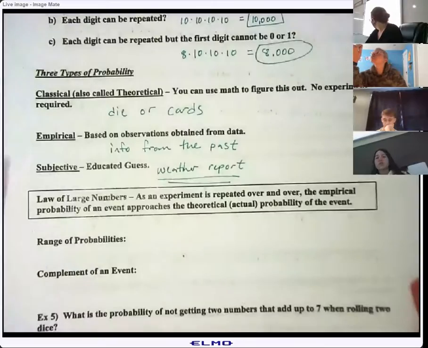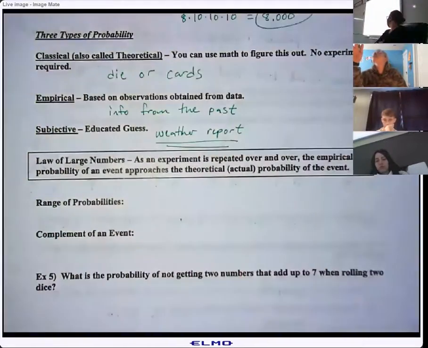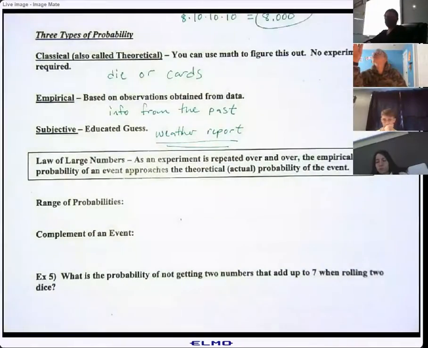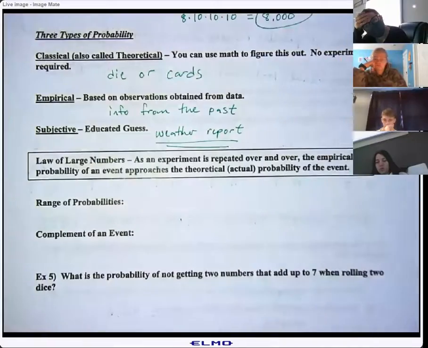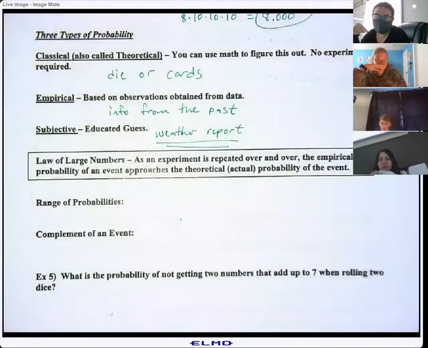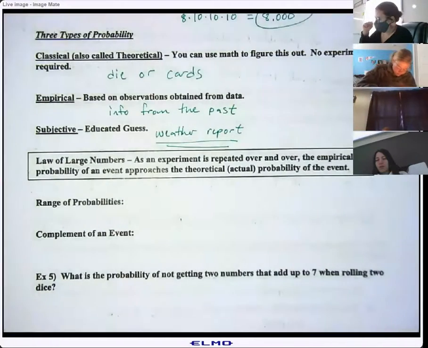Law of large numbers. As an experiment is repeated over and over and over, the probability of an event approaches the actual probability of the event. Did we do this in my last stats class? Did we do that thing where I had you pretend to roll a dice on your calculator like 100 times and count how many whatevers we got? That's a shame. That was a fun thing.